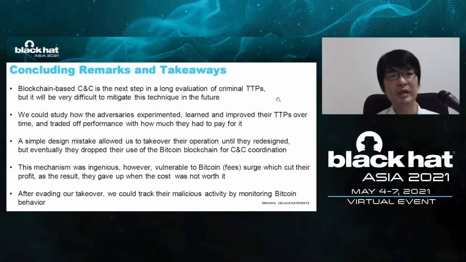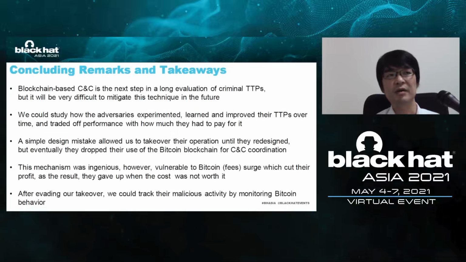Let's see the concluding remarks and takeaways. Blockchain-based C&C is the next step of criminal TTPs. We could study how the adversaries improved their TTPs over time. A simple design mistake allowed us to take over their operation until they redesigned. This mechanism was ingenious, however vulnerable to Bitcoin surge. As a result, they gave up. After evading our takeover, we could track their malicious activity by monitoring Bitcoin behavior.